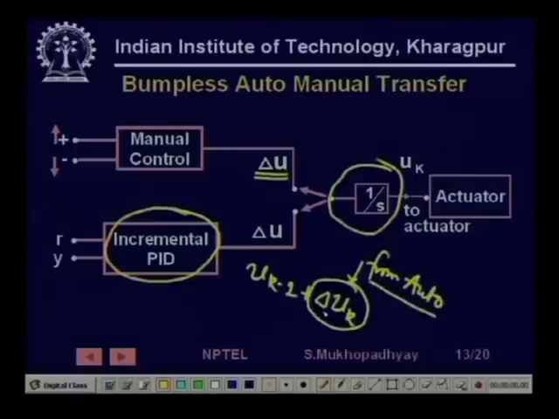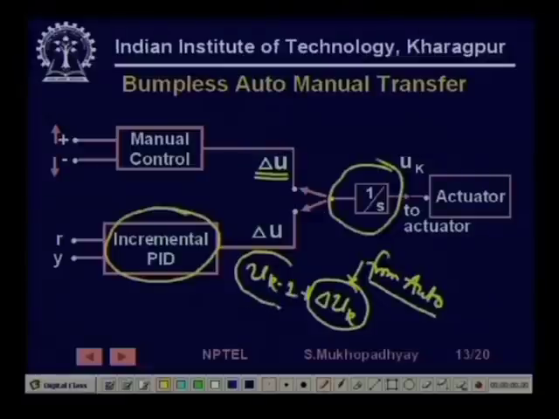But you see that this is actually a delta term. So, it is an increment. So, it cannot be very large. So, the process will get the old manual input plus a little change which is due to auto. So, it will not get a shock. Gradually these delta uk terms will build up and will slowly take the process from one input to another input. So, the transfer from auto to manual mode is going to be bumpless. That is the terminology which is used.